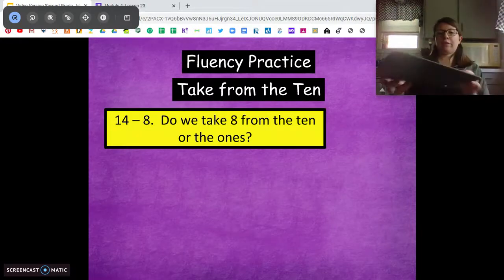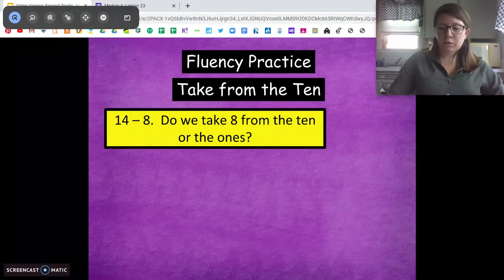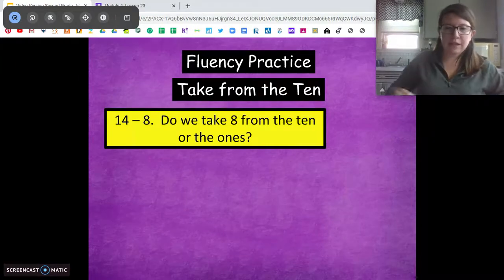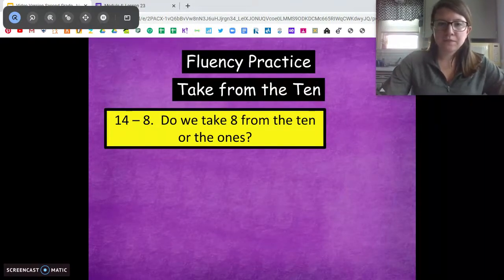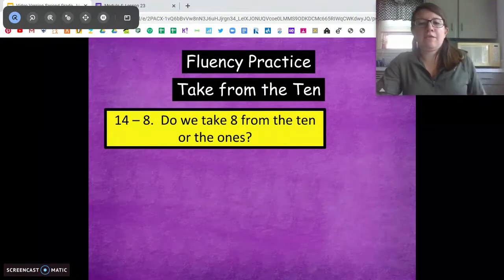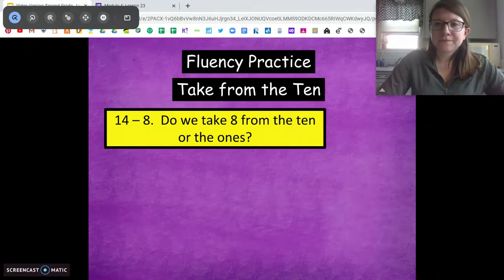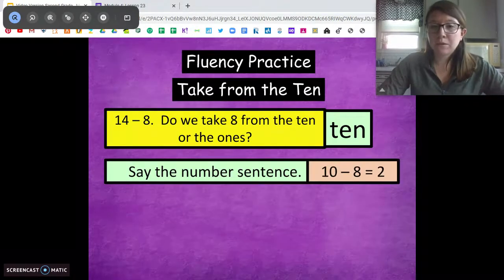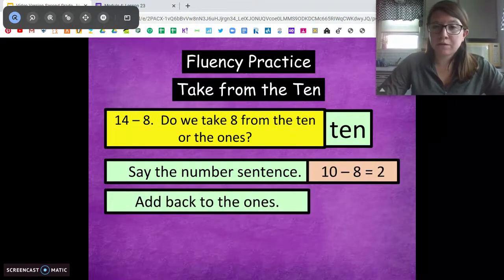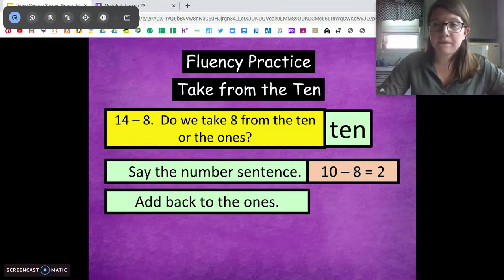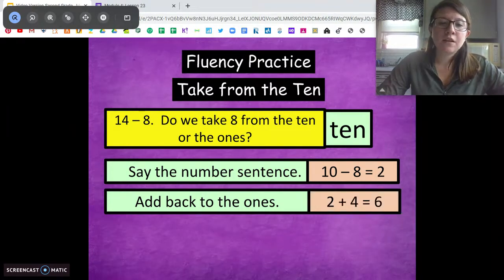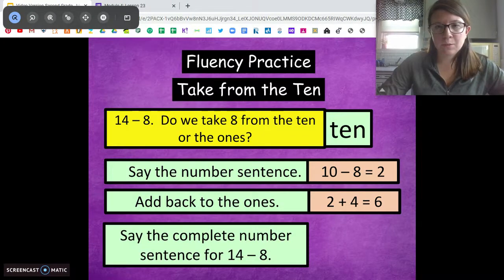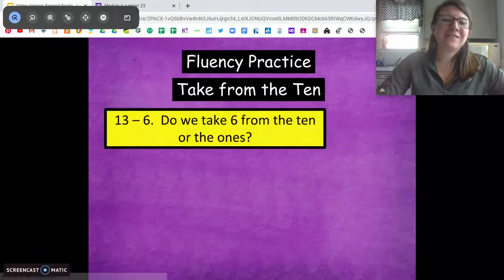Beautiful. All right, try this one on your own. 14 minus 8. Go ahead and write that on your board and break down the 14 into its tens and its ones. Ready? Are we going to take 8 from the 10 or from the ones? From the 10. Good. Now tell me that number sentence. Yes, 10 minus 8 equals 2. Now we have to add back in our ones. What are those extra ones, and what's that number sentence going to be? Good. 4 plus 2 equals 6. So 14 minus 8 equals 6. Good. Let's do one more.